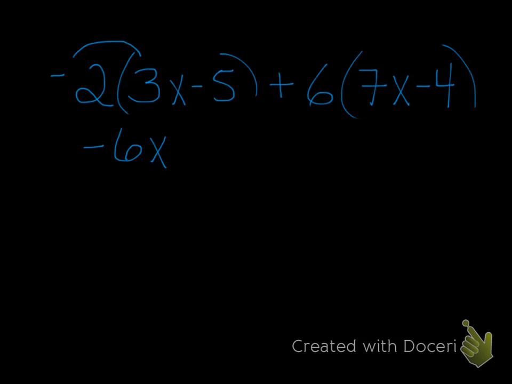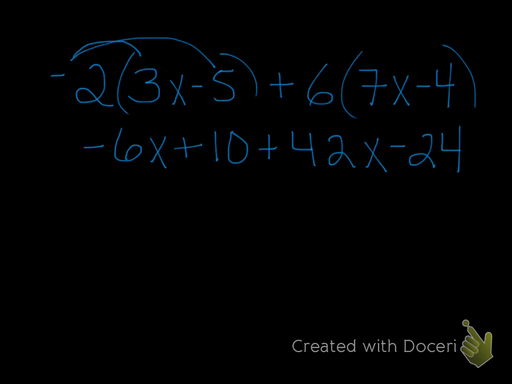So easy, right? Negative times a negative is positive, and 2 times 5 is 10. Positive 6 times 7. 6 times 7 is 42. Positive 42. Don't forget the x. And 6 times negative 4, negative 24.